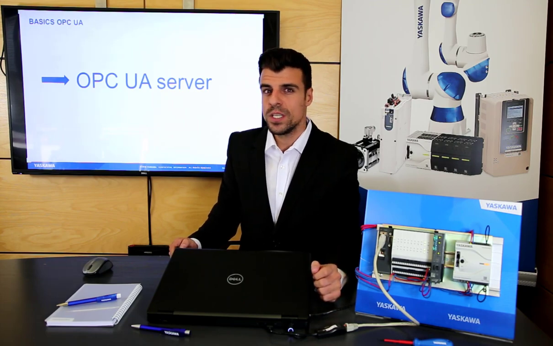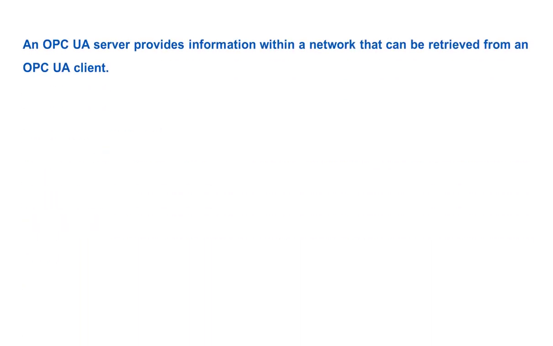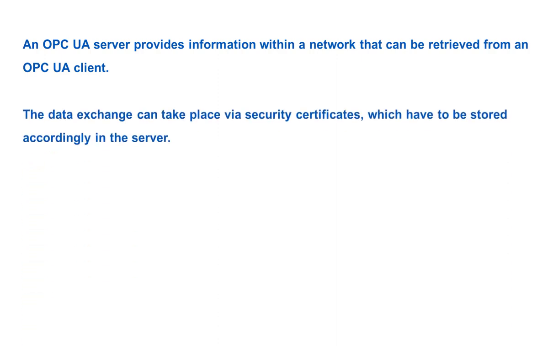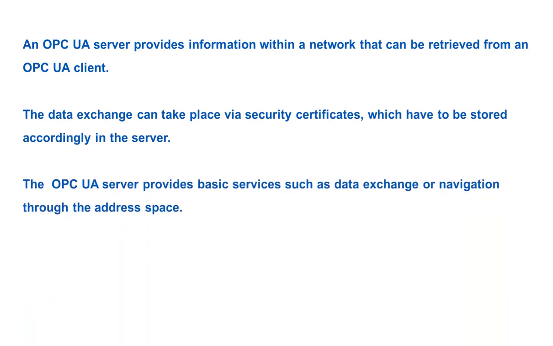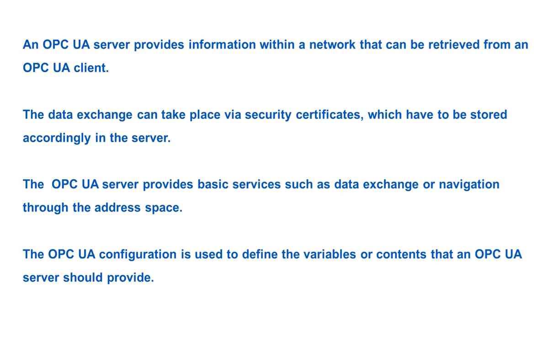What we understand with OPC Server? An OPC UA server provides information within a network that can be retrieved from the OPC UA client. The data exchange can take place via security certificates, which have to be stored accordingly in the server. The OPC UA server provides basic services such as data exchange or navigation through the address space. The OPC UA configuration is based on defining the variables or contents that an OPC UA server should provide.